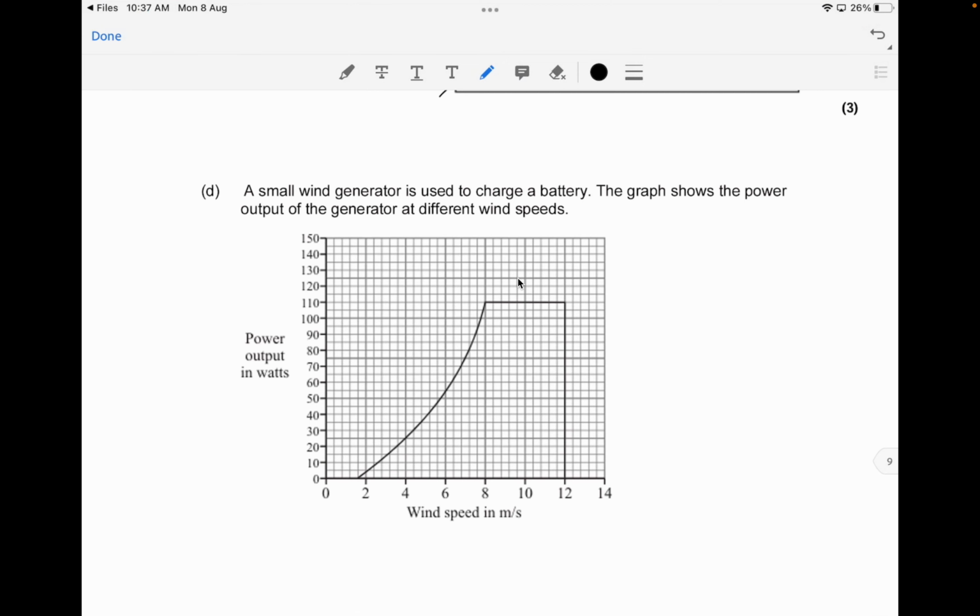So a small wind generator is used to charge a battery. The graph shows the power output of the generator at different speeds. Now you can see that there's a power output in watts on the y-axis and wind speed on the x-axis. That's something that you have to analyze.